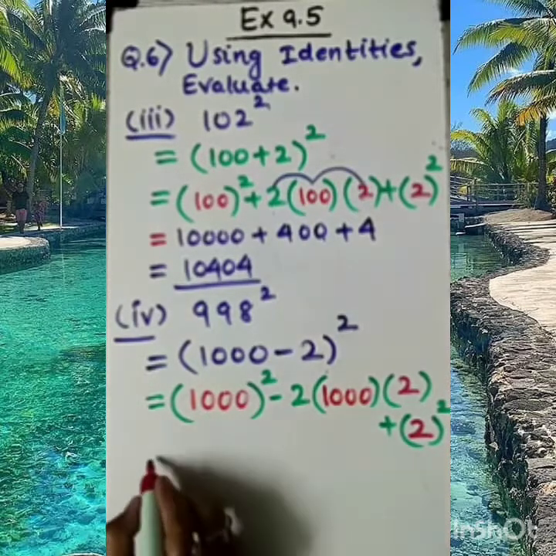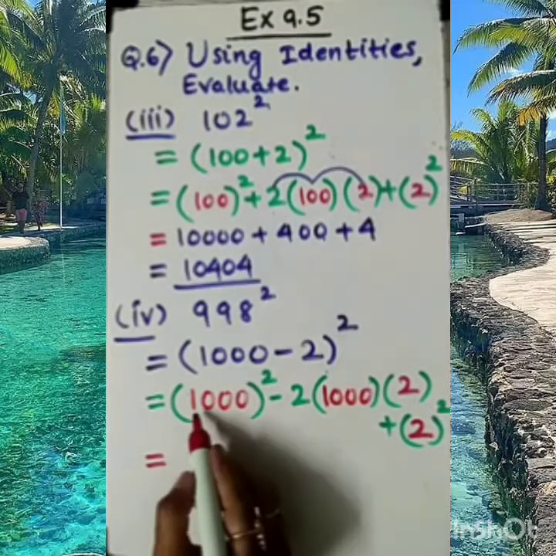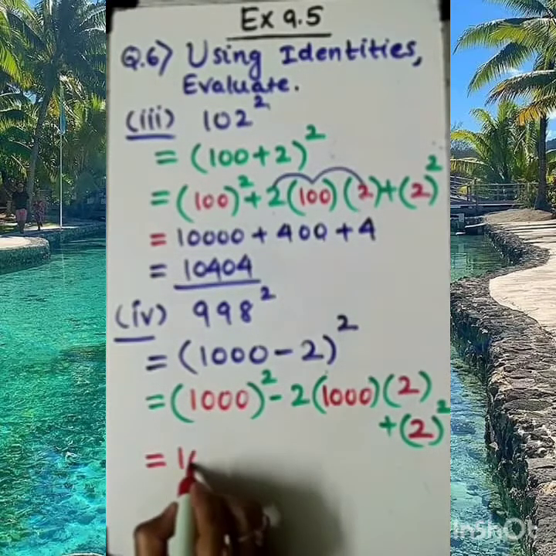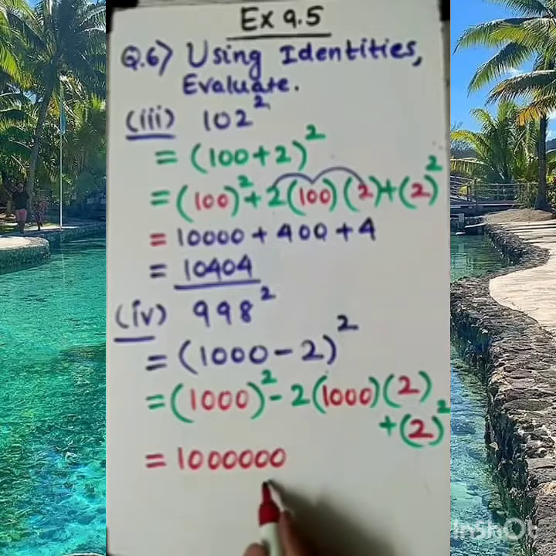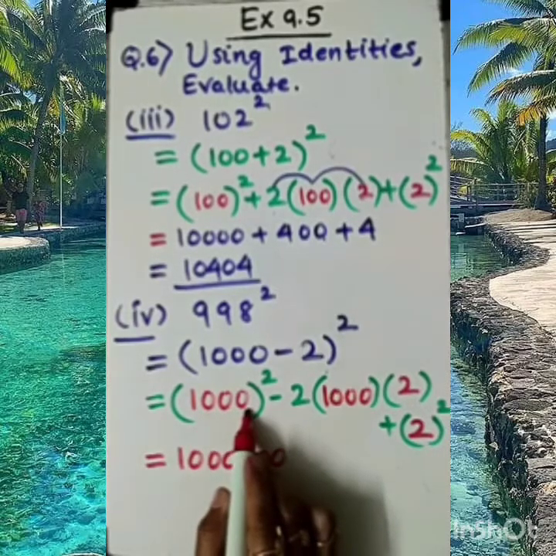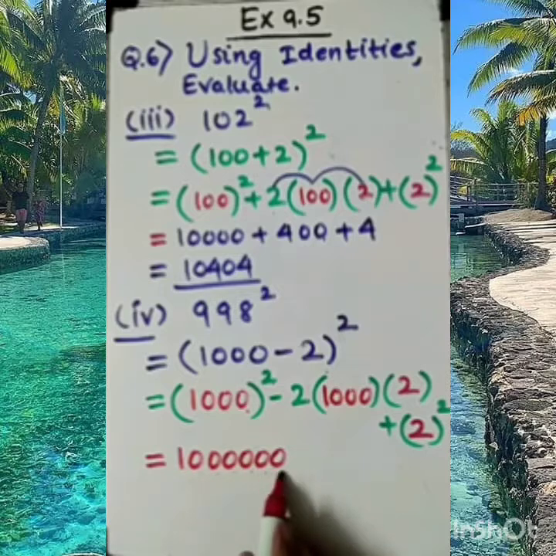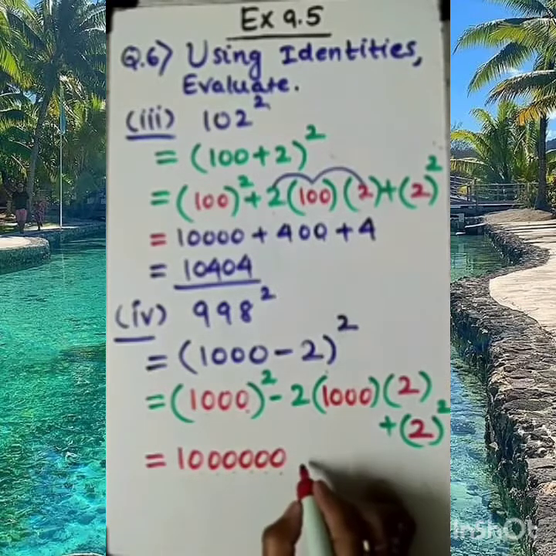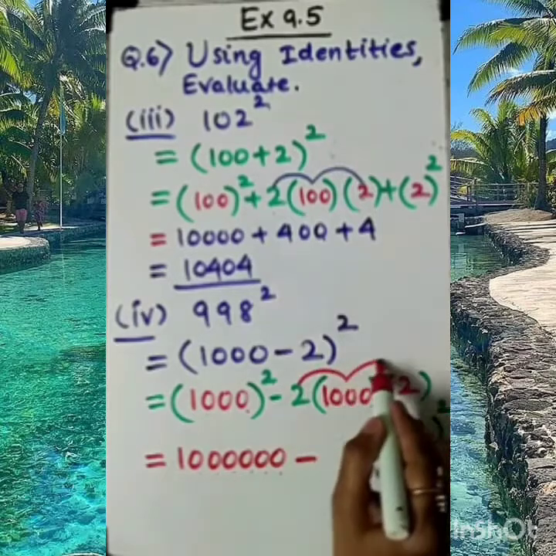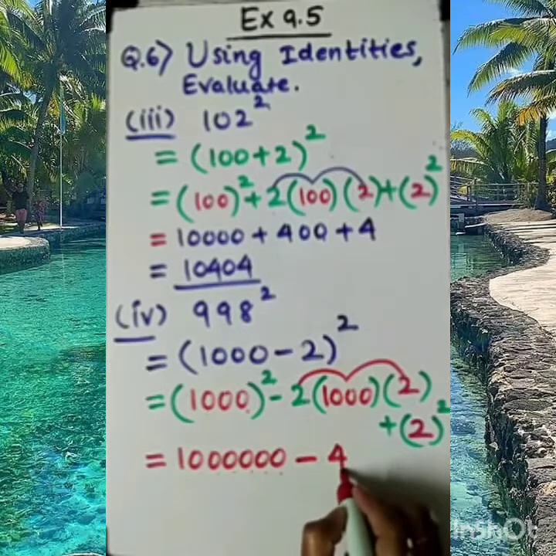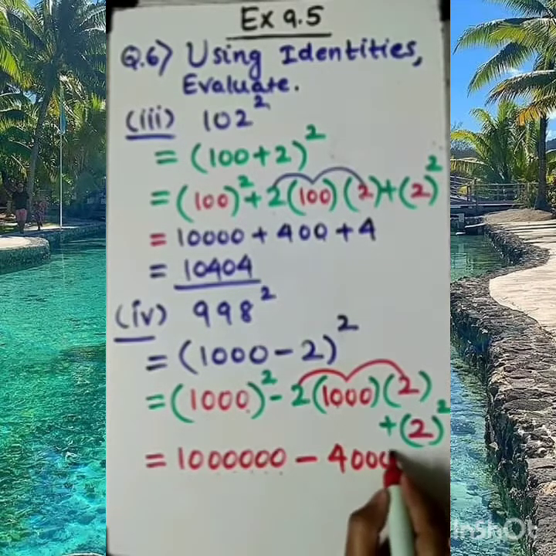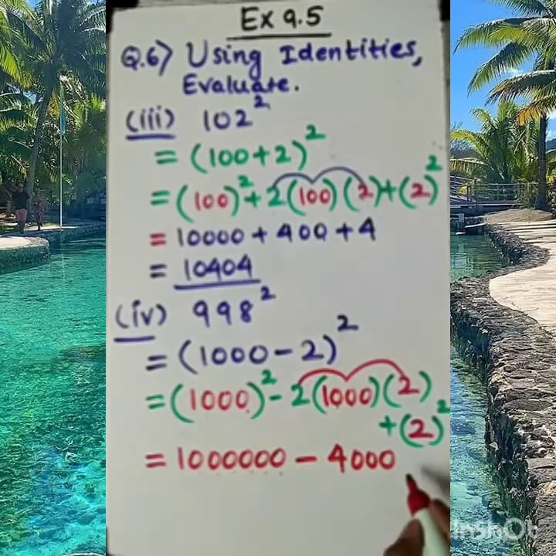Fine. So let's work out upon that. We know that 1000 square will have 6 zeros, which is considered as 10 lakh. Now we know these three are connected with a product sign. So 2 twos are 4, and the 1 2 3 zeros are there. That is 4000. Now plus 2 square, which is 2 twos are 4.